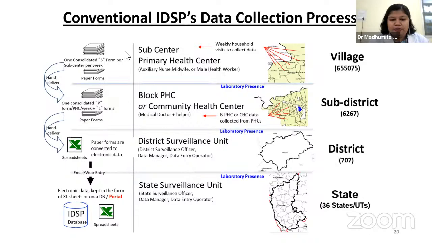Upon analysis of data, the districts take necessary action through the district rapid response team whenever and wherever needed. However, this strategy takes considerable time from data reporting to the initiation of action. Moreover, the inadequate and delayed reporting compromises the validity of data.